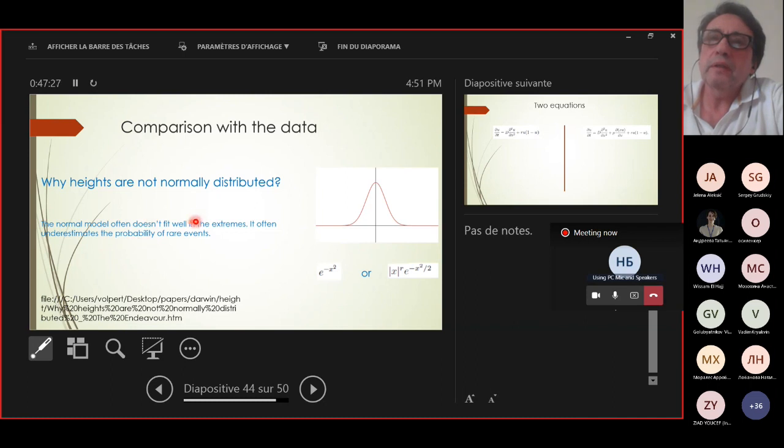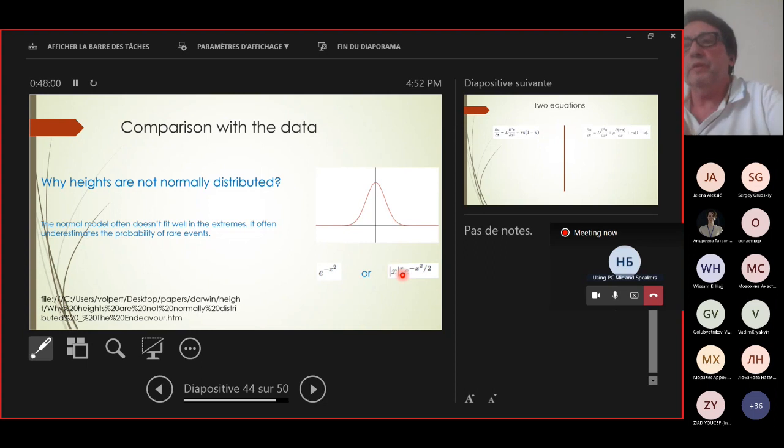So they say that normal distribution underestimates the probability of rare events. So rare events here, these are the tails, and in reality, this decay rate is not as rapid as in normal distribution. So normal distribution is here. What we obtain is here. So this is larger than the normal distribution.